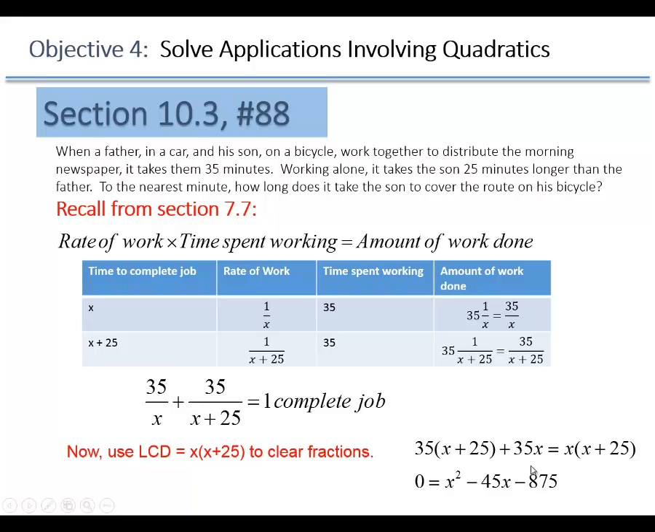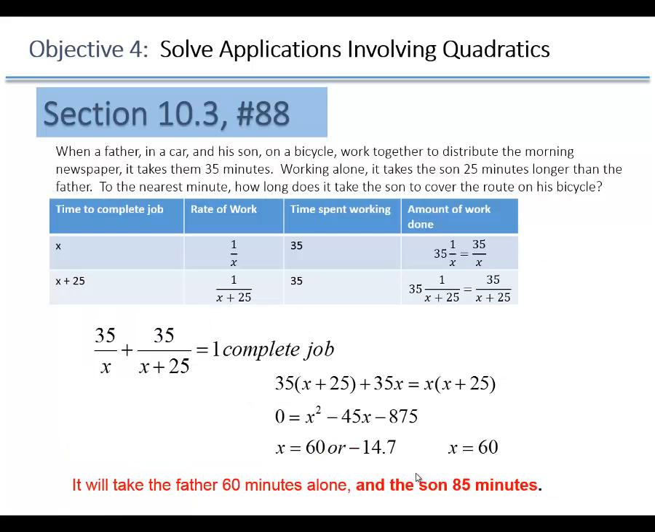Clean that up, get it in standard form of a quadratic, and we have x squared minus 45x minus 875 equals 0. That's a nice clean little quadratic. You can solve that however you want. Factor, yeesh, yuck. Or use the quadratic formula are probably your best options. And if you do that, and I trust that you can plug that into the quadratic formula, you get two solutions for x. Either x is 60 or negative 14.7.